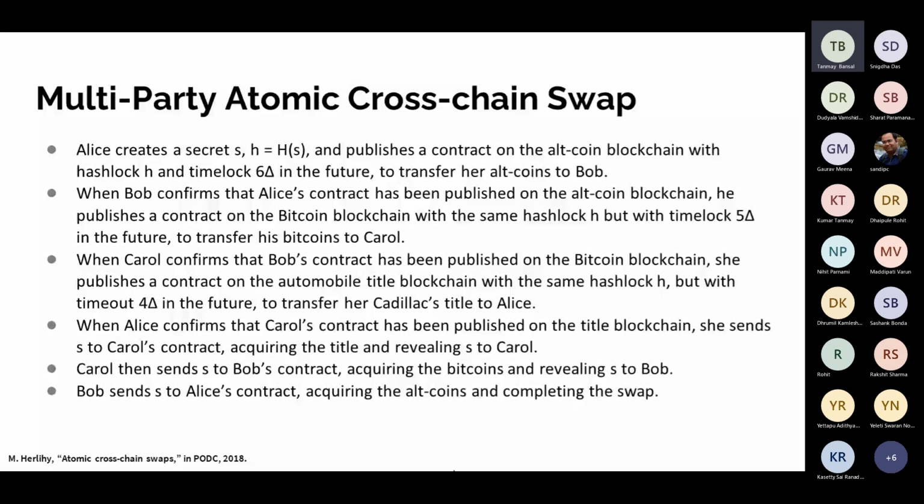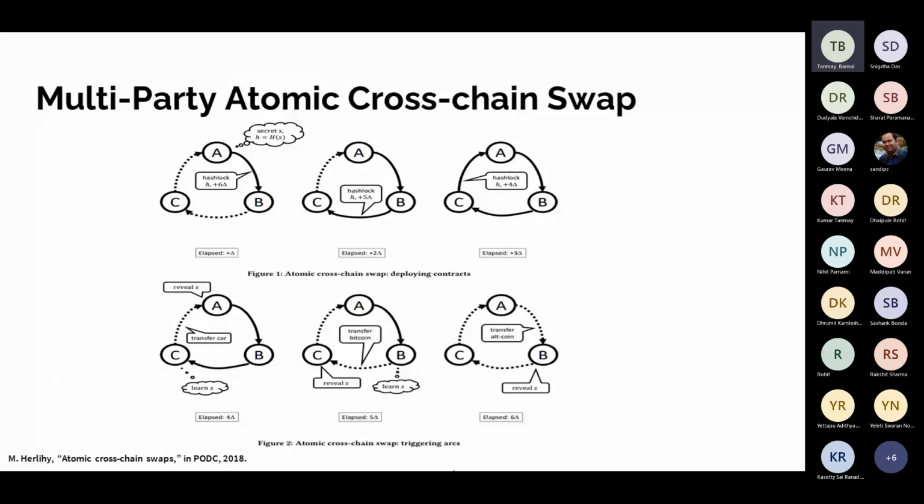And of course, here we have this example of how Alice actually has created that H, and then first it is hashlock of H plus 6 delta, and then the second one is created with 5 delta, and the third one is with 4 delta. And then we have first the revealing of this S by Alice that would transfer the car, but that would also cause Carol to learn about S, and then she can now transfer the Bitcoin, and in the process would reveal S to Bob, and then Bob can transfer the altcoins from Alice's contract.